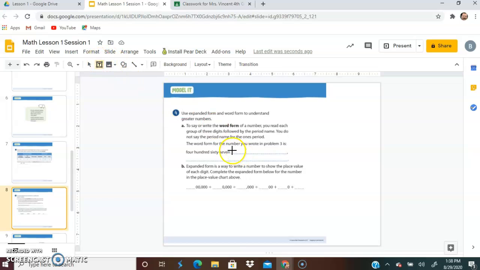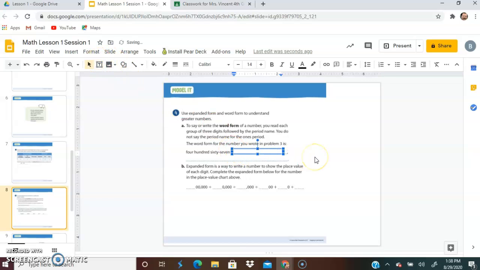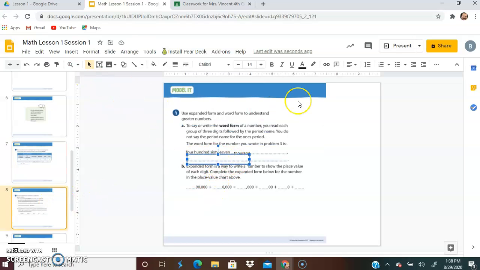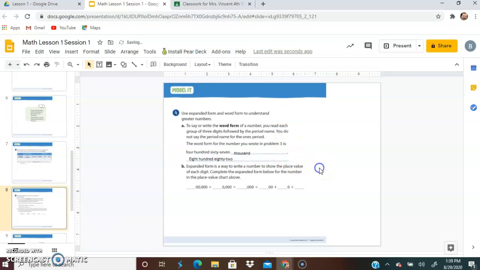467. We're going to write out the period name, thousand. And we've got to finish it out, okay? Because they gave us some of it, but not all of it. 882. We're going to use words to write that word form. 880. And anytime you get one that ends in a Y, like 80 or 20, 30, 40, 50, you put the dash when you write it out. 2. Like so. Okay, so don't forget that dash.